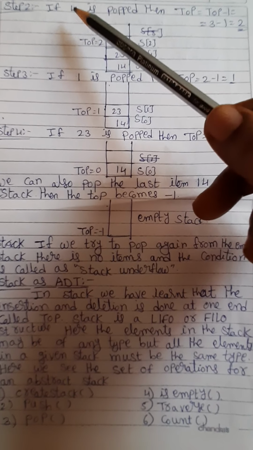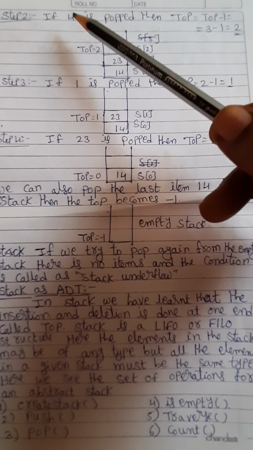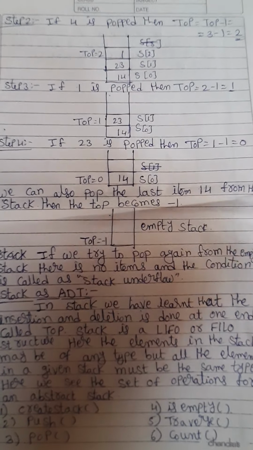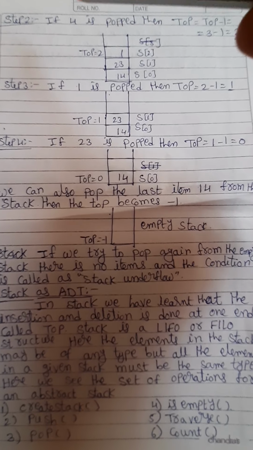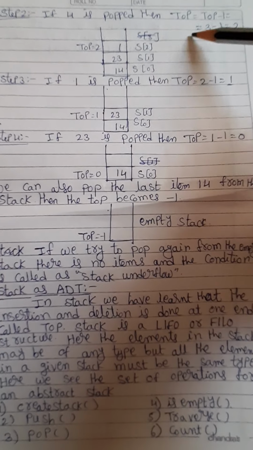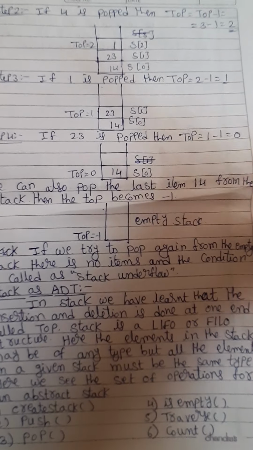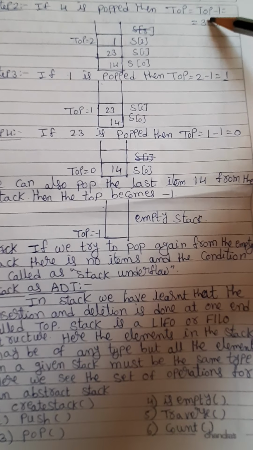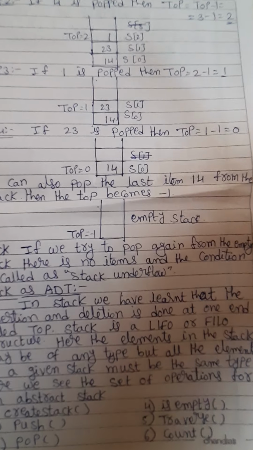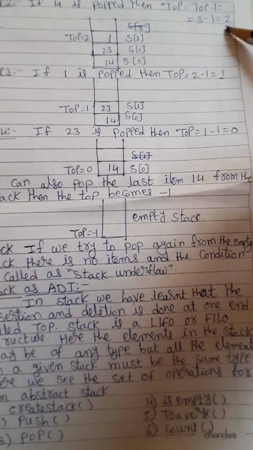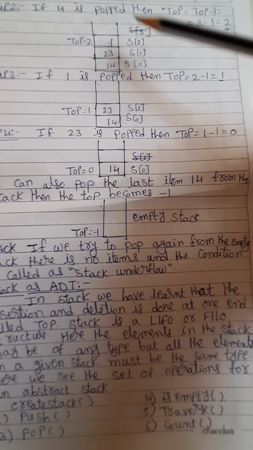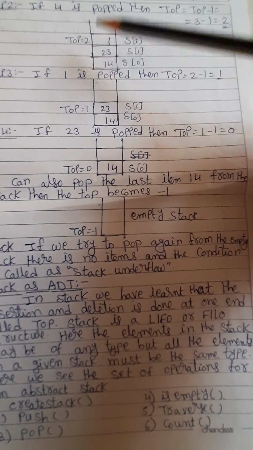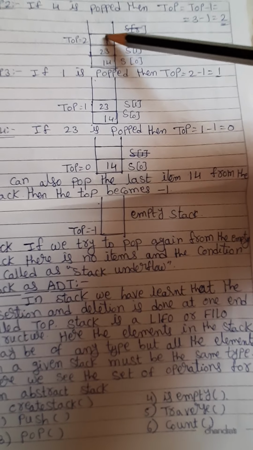That means if you want to pop the item, that is 4, then the top value has to be decremented. That means 4 will get deleted and the top value will be decremented. Top equal to top minus 1, that is 3 minus 1, that will become 2. That means it has moved to the 2nd position. Now top equal to 2, and in that 2, the element is 1.